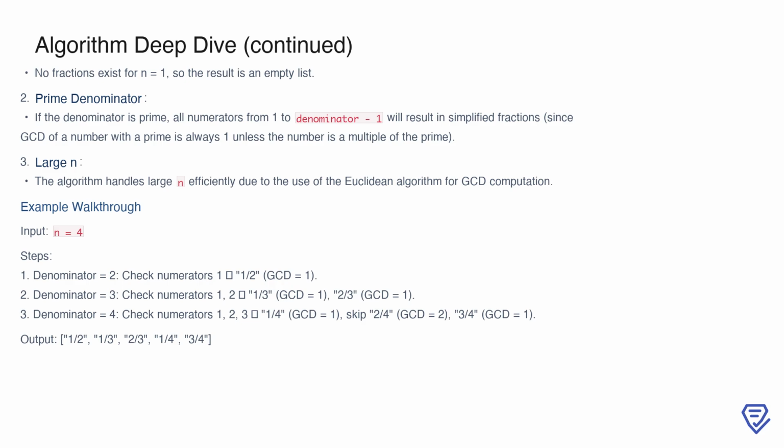For a denominator of 4, check numerators 1, 2, and 3. 1/4 and 3/4 are valid as their GCDs with 4 are 1, but 2/4 is skipped because its GCD is 2, indicating it can be simplified. The final result for n equals 4 is 1/2, 1/3, 2/3, 1/4, 3/4. This approach systematically covers all possibilities, ensuring that the output is correct and efficient.